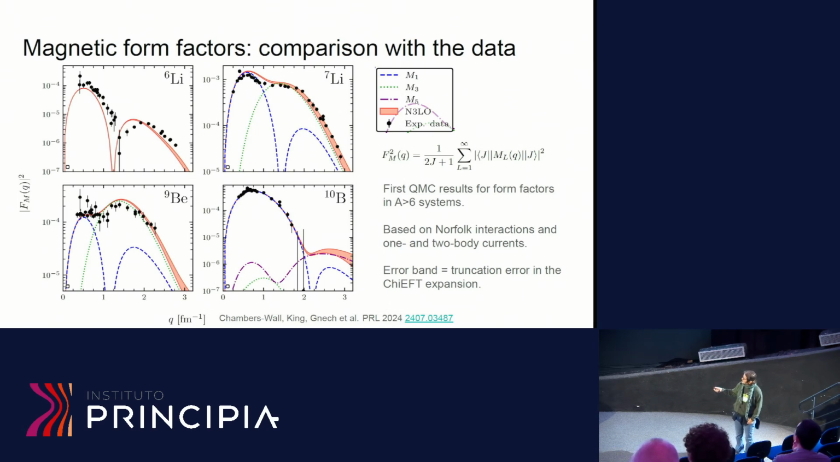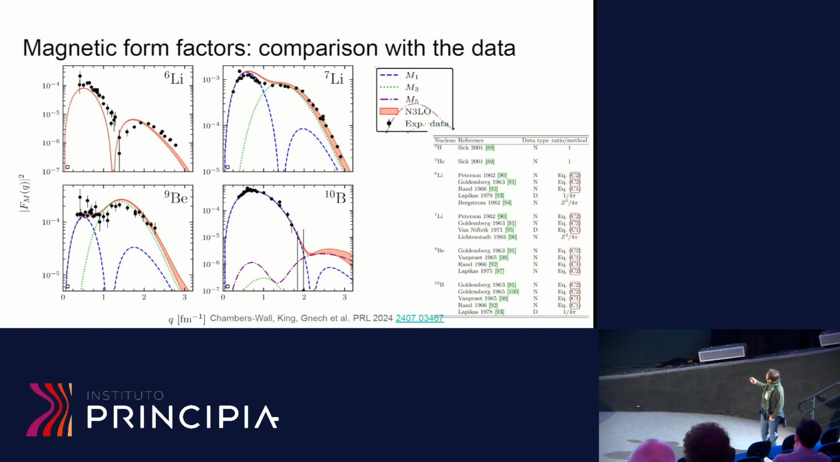This is the first quantum Monte Carlo calculation for this observable. We include all the multipoles participating to this form factor. So here is the expression of the various multipoles. And they are really important to, for example, fill in diffraction minima and reach agreement with the data. So here is a comparison with experimental data, which here is a collection of the literature we found on the topic, and is somewhat dated.